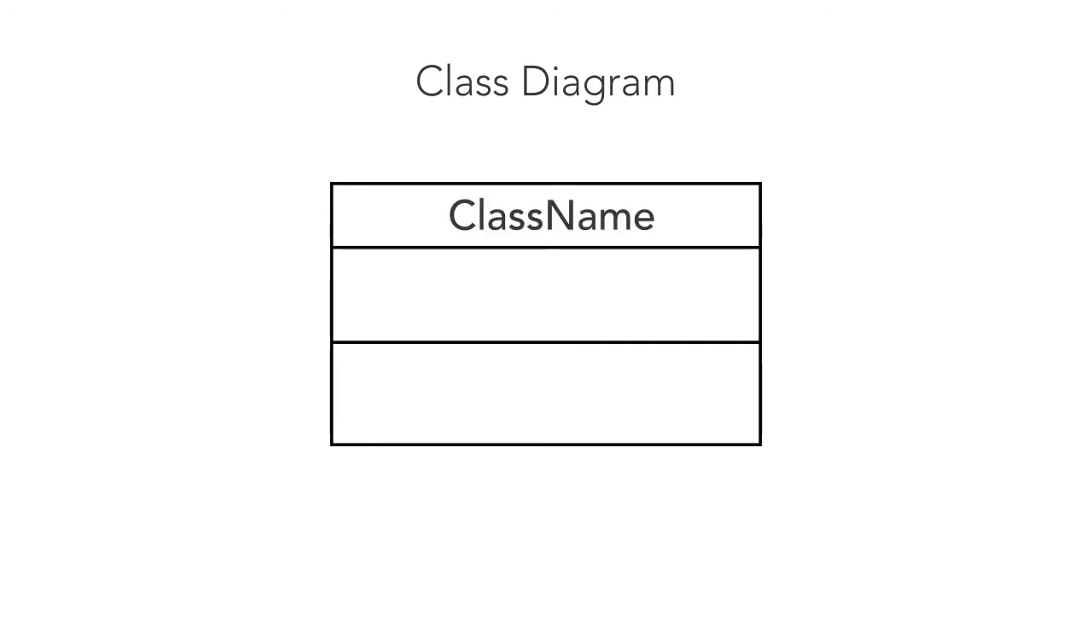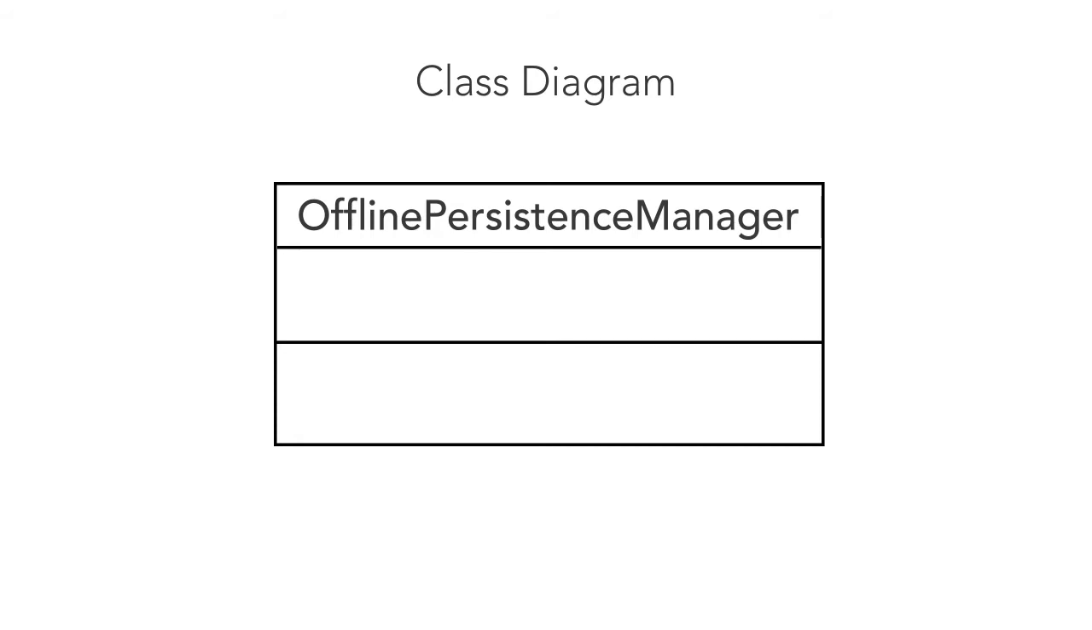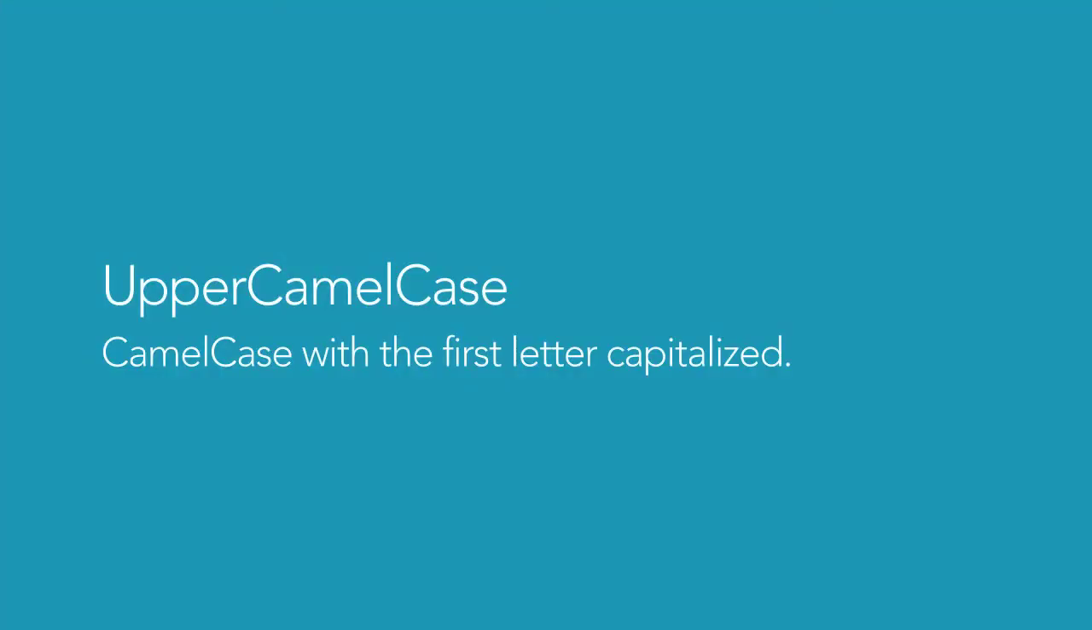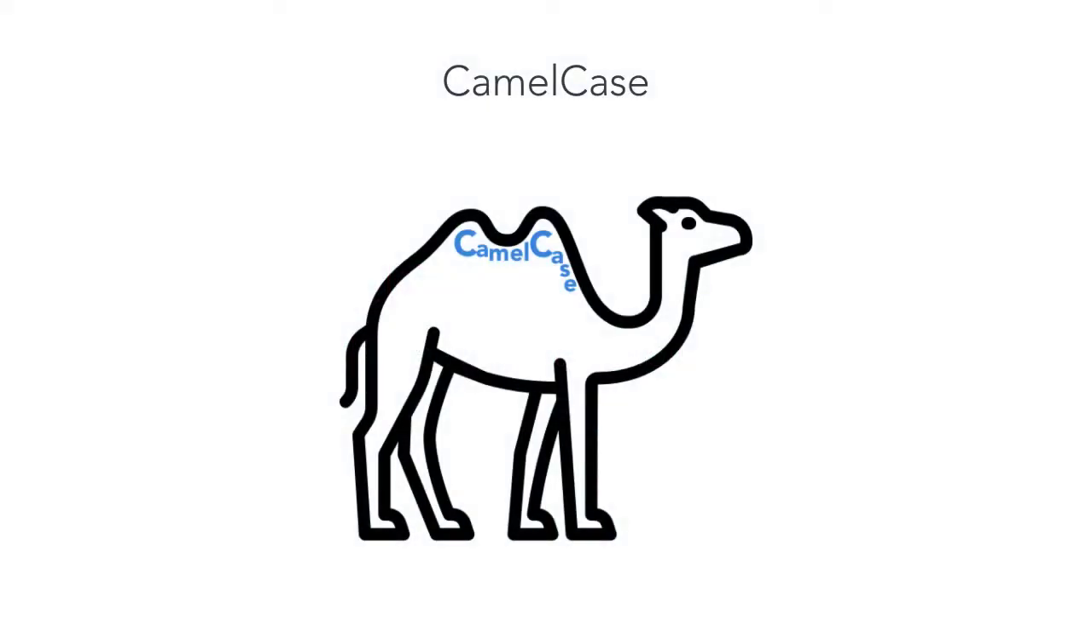When naming our classes, we must adhere to some rules. These rules are known as naming conventions. A class name should be a noun in the singular and it needs to start with an uppercase letter. For example, Trip. If the name consists of multiple words, we need to uppercase each word. Like in this example, Offline Persistence Manager. This style is called upper camel case, which is camel case with the first letter capitalized. Camel case is the practice of starting each word in a compound word or sentence with a capital.